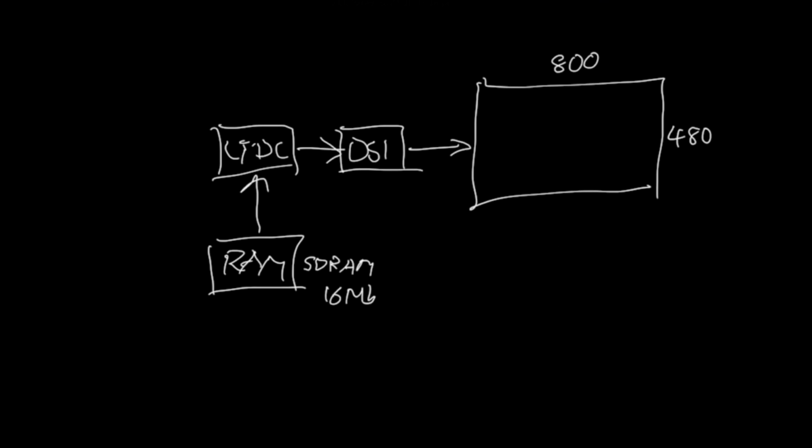And then once this is all set up, effectively what we're going to be able to do is get the CPU to send data to the RAM, so pixel data, which the LTDC will automatically pick up on and feed through to our LCD display. So we'll put LCD there so we know what that one is.